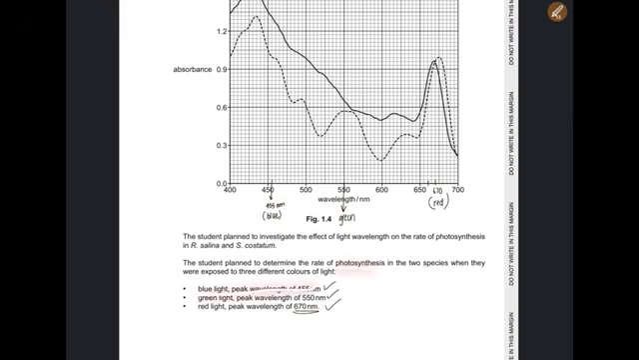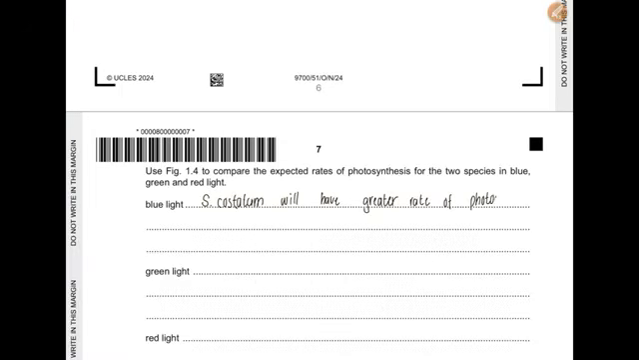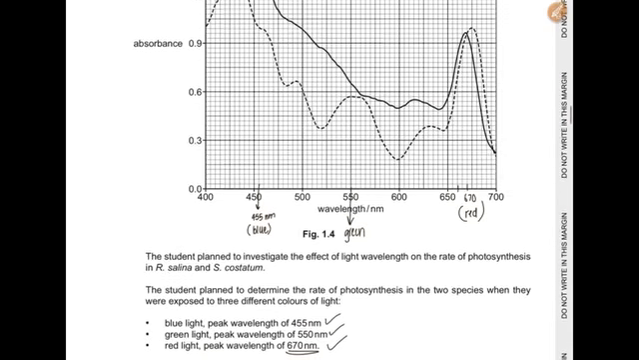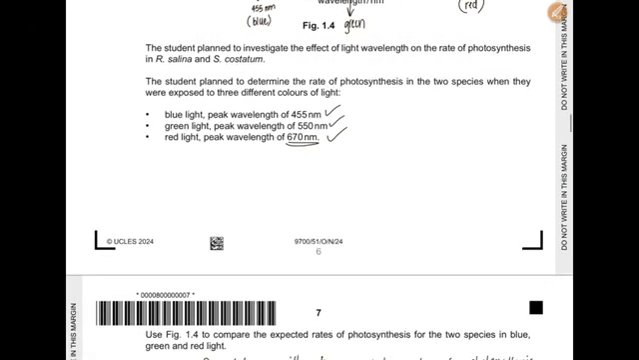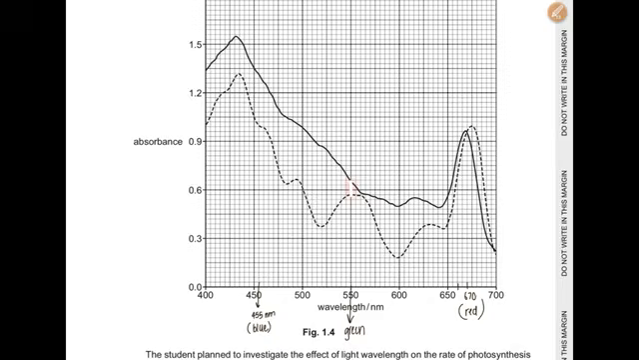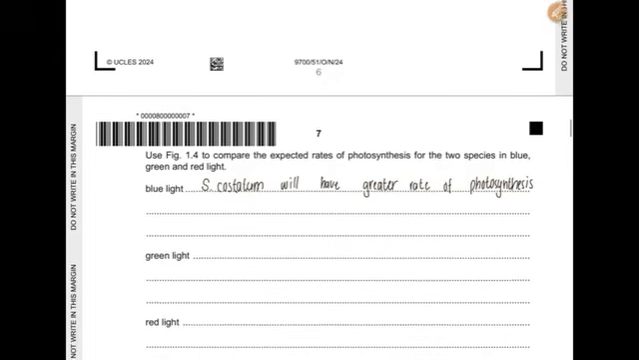So if you look at blue light, 455, this is at this point. You can see that S. costatum, this one, will have a higher amount of photosynthesis because there is greater absorbance. Now let's look at green light. Green light is here, at 550 nanometers. You can see that there is a slight difference, but S. costatum still has a slightly greater rate of photosynthesis.